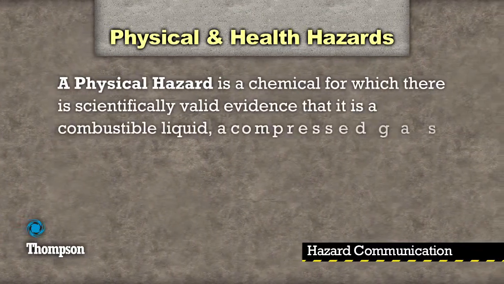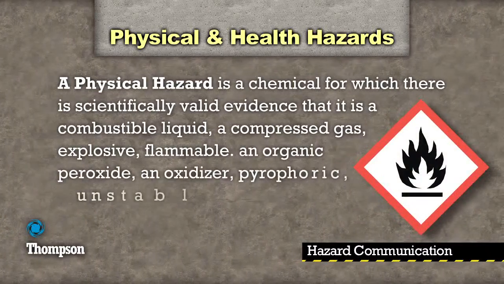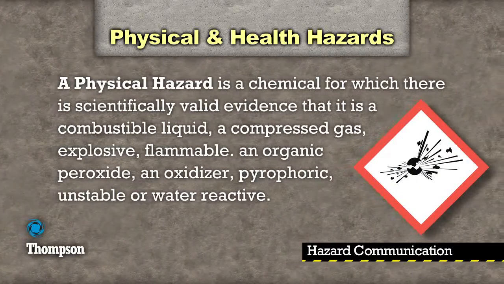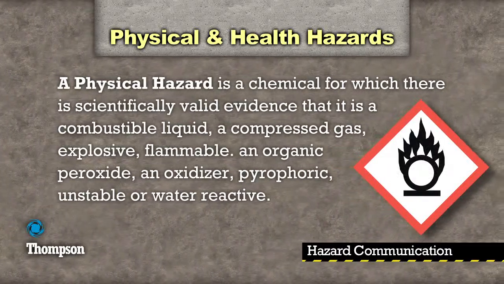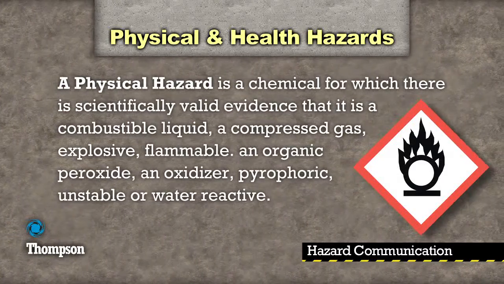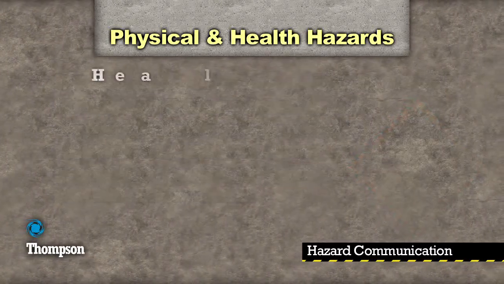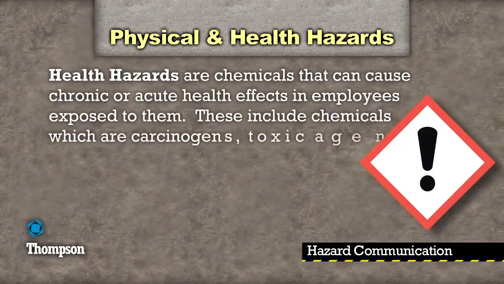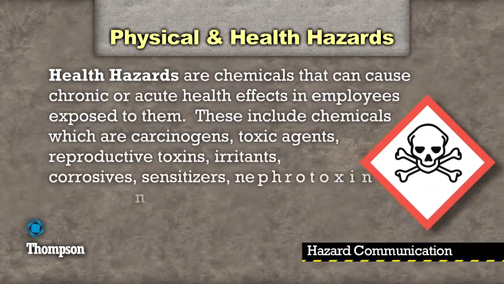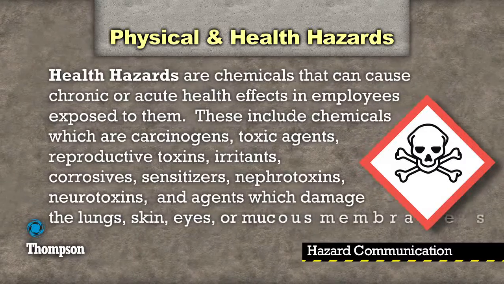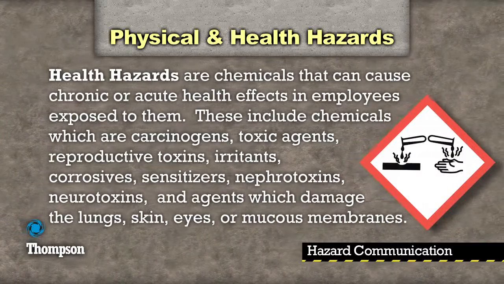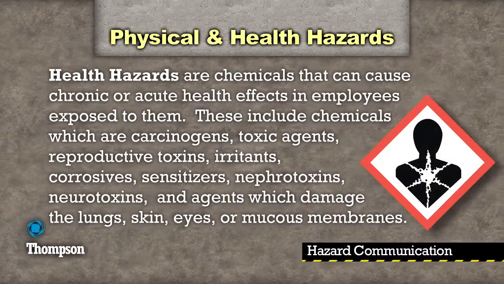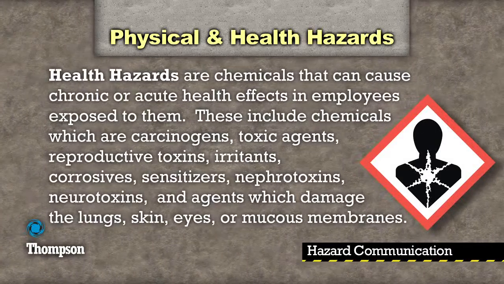A physical hazard is a chemical for which there is scientifically valid evidence that it is a combustible liquid, a compressed gas, explosive, flammable, an organic peroxide, an oxidizer, pyrophoric, unstable, or water reactive. Health hazards are chemicals that can cause chronic or acute health effects in employees exposed to them. These include chemicals which are carcinogens, toxic agents, reproductive toxins, irritants, corrosives, sensitizers, nephrotoxins, neurotoxins, and agents which damage the lung, skin, eyes, or mucous membranes.